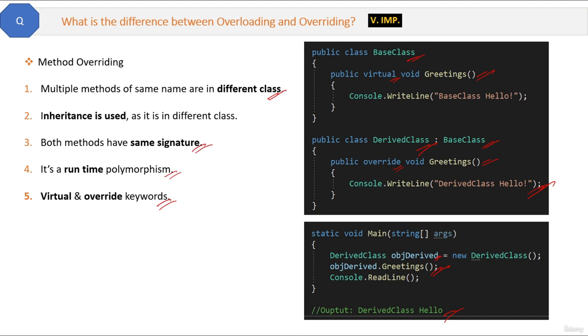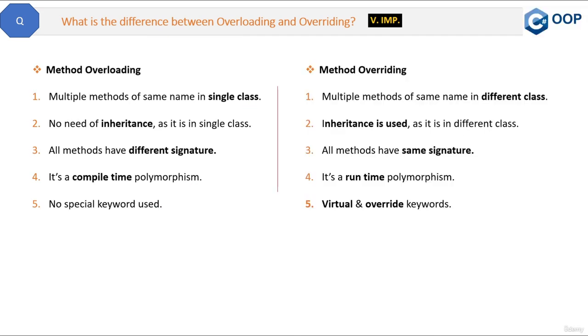Now, if we compare these points with method overloading, then here are the differences. In method overloading, multiple methods of the same name are in a single class. In method overriding, multiple methods of the same name are in different classes. In method overloading, there is no need of inheritance as it is in the same class. But in method overriding, inheritance, base class and derived class are there as it is in different classes.